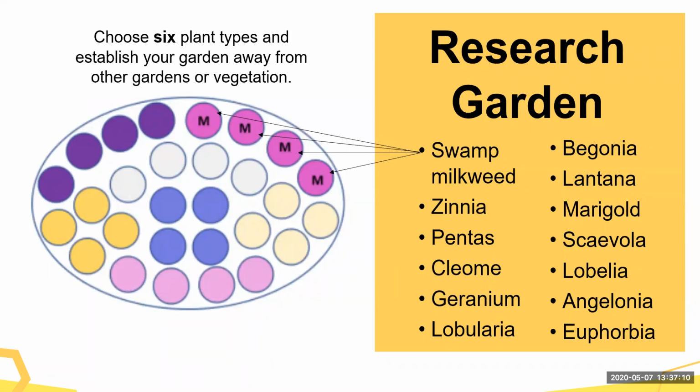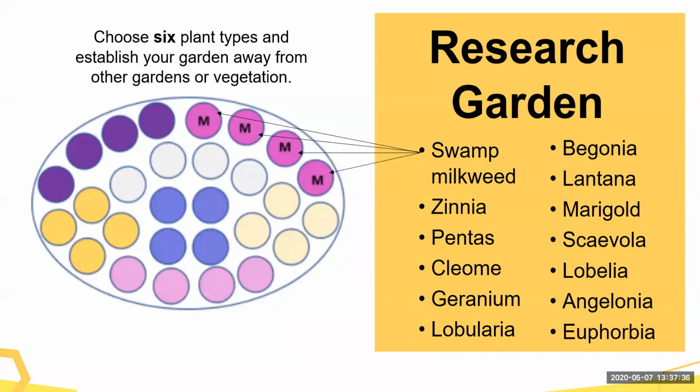So now that we know the goals, the way that we are collecting these data is by establishing a research garden. This research garden is composed of 6 plant types of your choosing from the 12 listed on the right side, excluding the swamp milkweed. So we've got 12 options that you can choose from. You choose 6. You go ahead and plant those in any configuration that seems feasible. The photo here is simply an example.